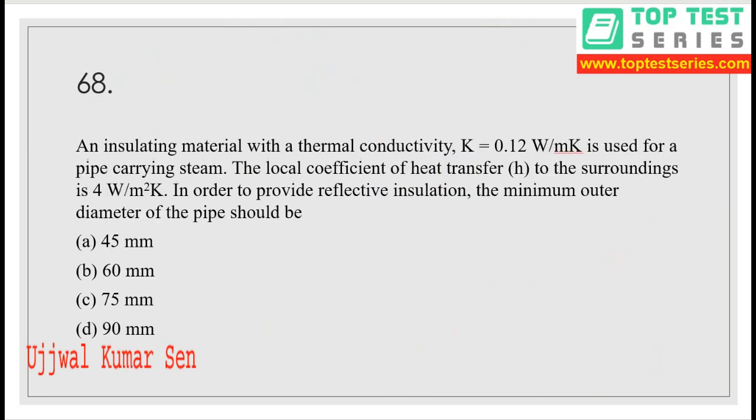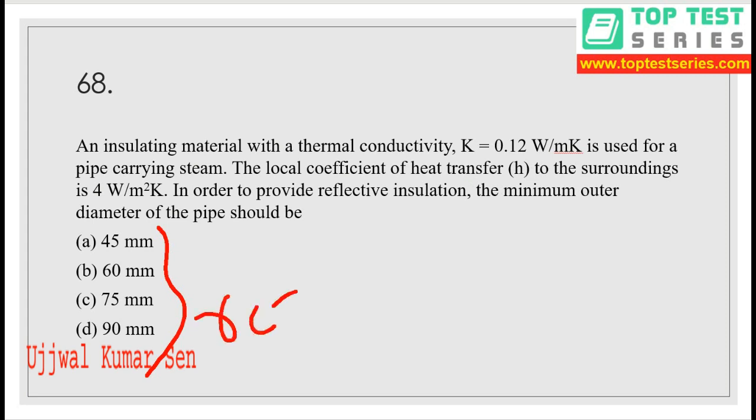Question number 68. An insulating material with thermal conductivity K equal to 0.12 watt per meter Kelvin is used for a pipe carrying steam. The local coefficient of heat transfer H to the surroundings is 4 watt per meter square Kelvin. In order to provide effective insulation, the minimum outer diameter of the pipe should be. So we have to find out the minimum outer diameter of the pipe, right? So for that, what should we do, my dear? We need to find the minimum diameter it is talking about. So first we have to find its critical radius.